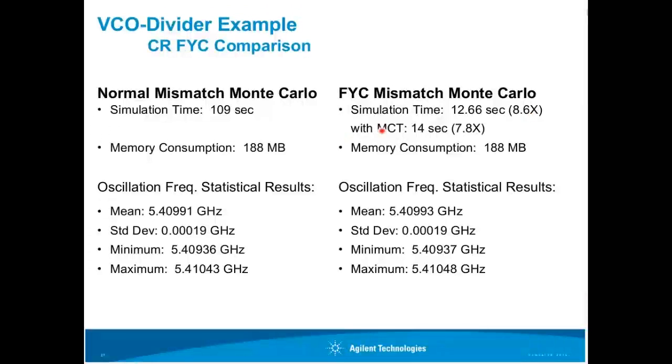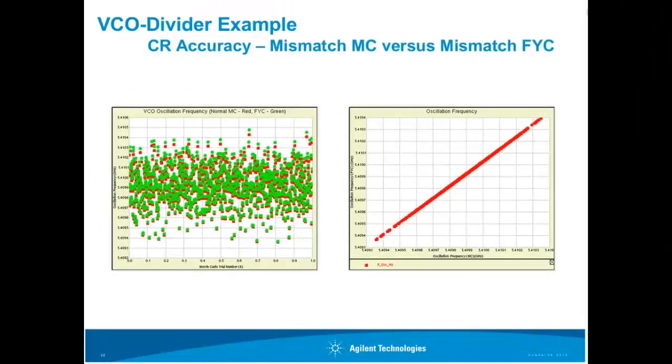If we turn on the additional step of calculating the mismatch contribution table, the time goes up to about 14 seconds. So still getting a 7.8x speed up even when we're calculating this additional information. Memory consumption is still small at 188 megabytes. And the results are quite similar. You can see here for oscillation frequency, they're quite similar to each other. And we'll look at our comparison charts that we looked at before.